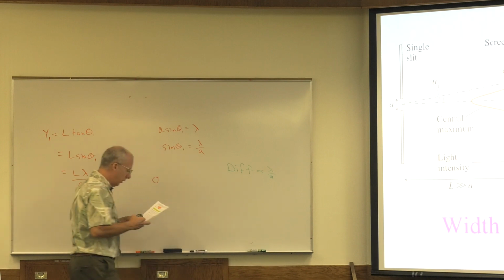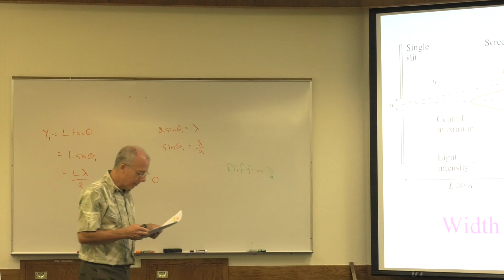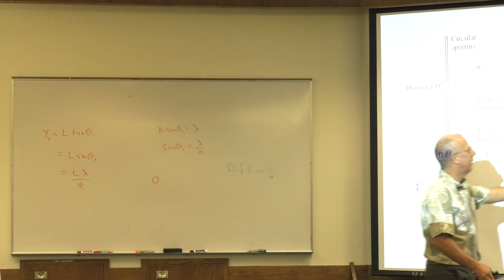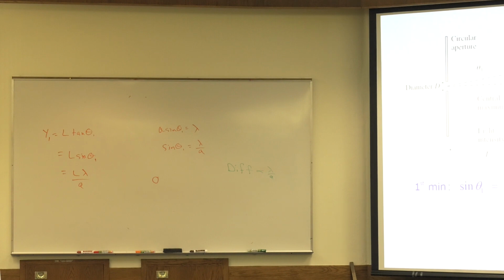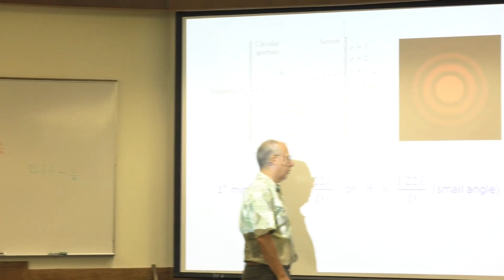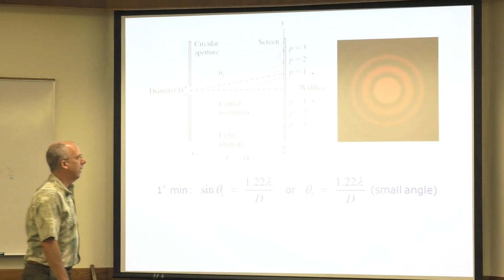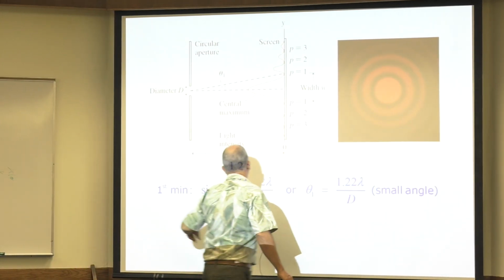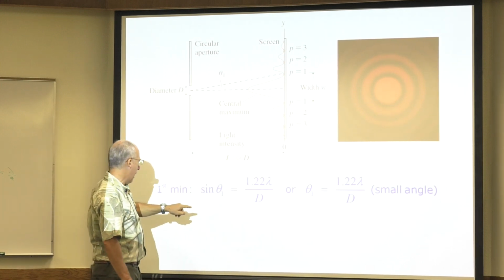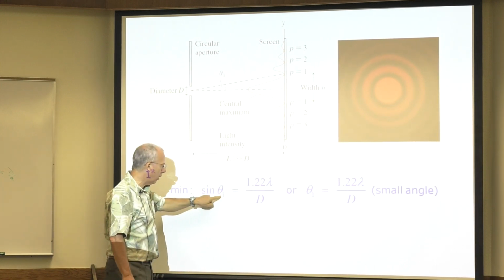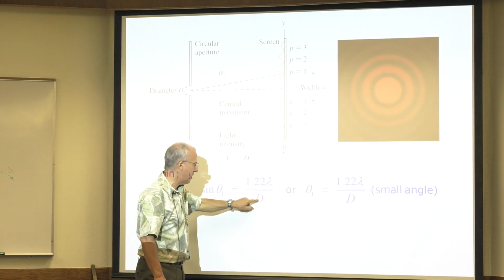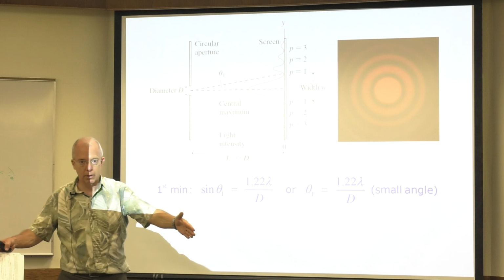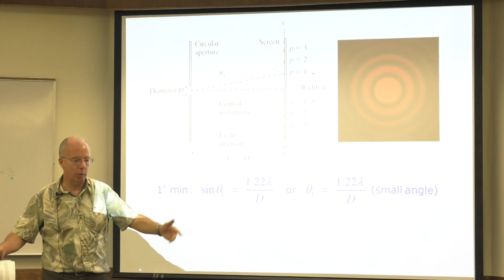So I'm not going to go through the derivation, but here's the answer. So that's what the diffraction pattern looks like when it goes through a circular aperture. And the first minimum, first dark spot, is located at, okay, so here's the equation. Sine theta 1 equals 1.22 lambda over D. D is the diameter of the lens, like in a telescope or a microscope or something like that.